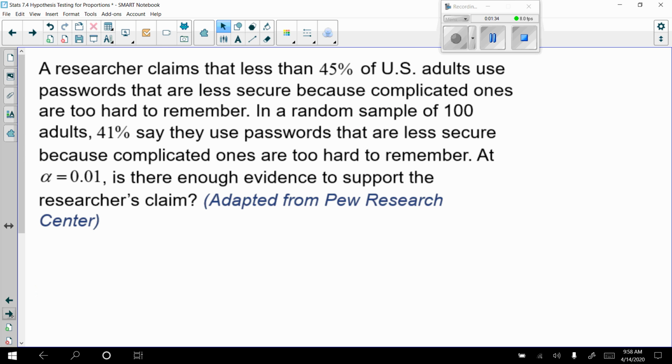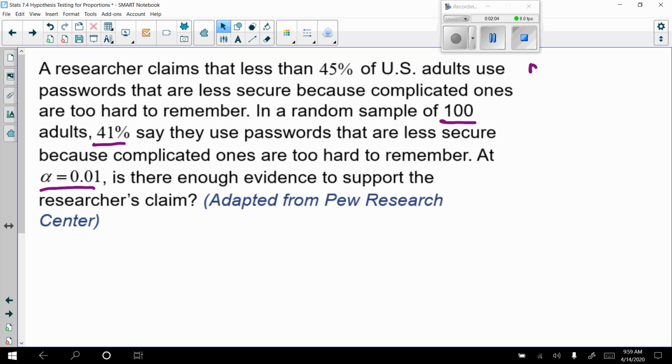Here, a researcher claims that less than 45% of U.S. adults use passwords that are less secure because complicated ones are too hard to remember. So he sampled 100 adults, of which 41% say they use passwords that are less secure because they're too hard to remember. We're going to use an alpha level of 0.01, and we have to decide if there is enough evidence to support this researcher's claim.